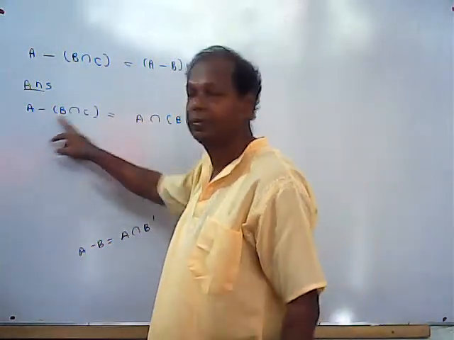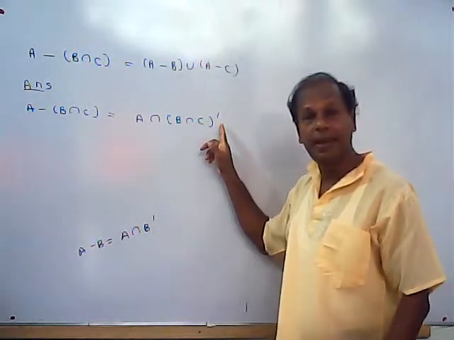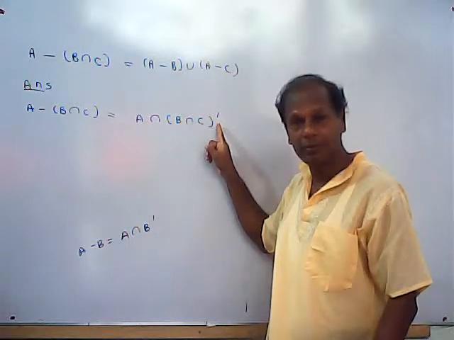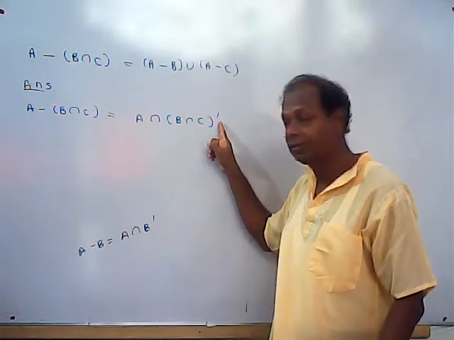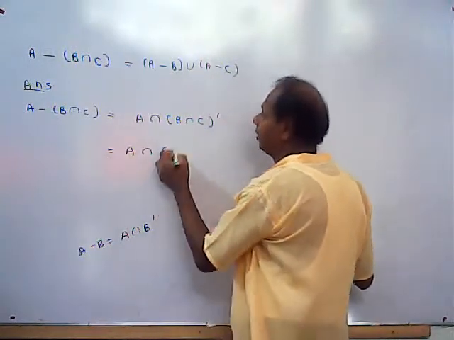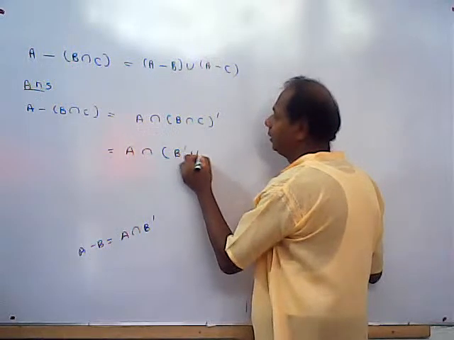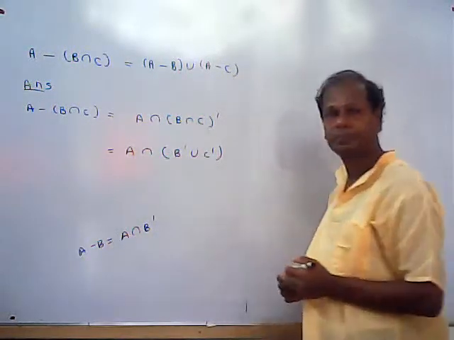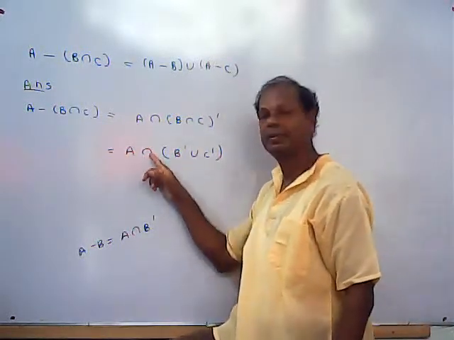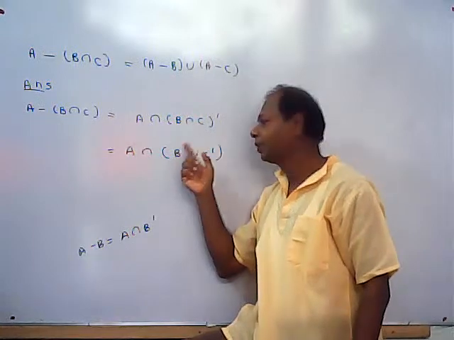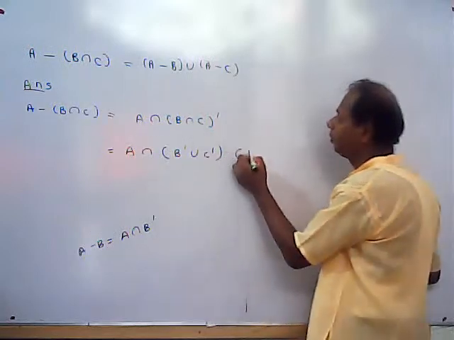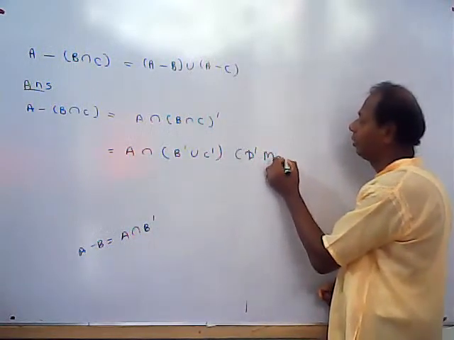So we got rid of this minus using this, and now this dash. At once you should remember De Morgan's law. Using the De Morgan's law, you can express it as B dash union C dash. That's De Morgan's law. Now, two operations, intersection and union. So you can expand it using the distributive law. Here we have used De Morgan's law.